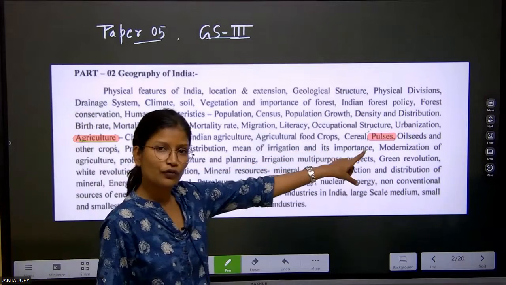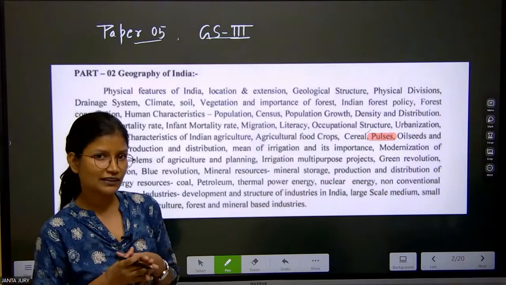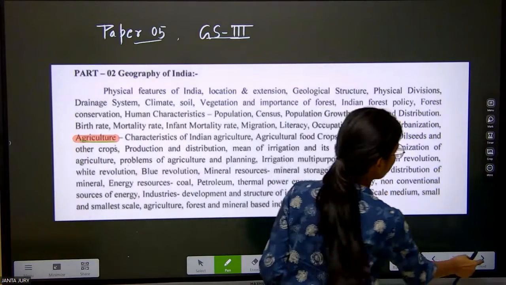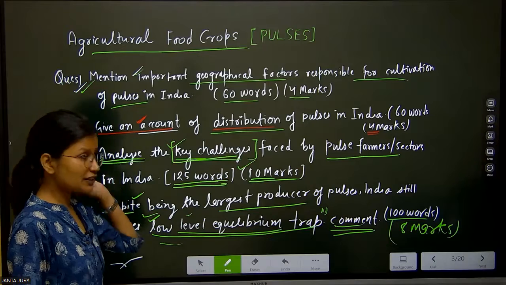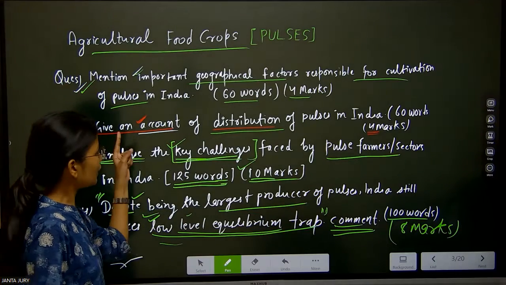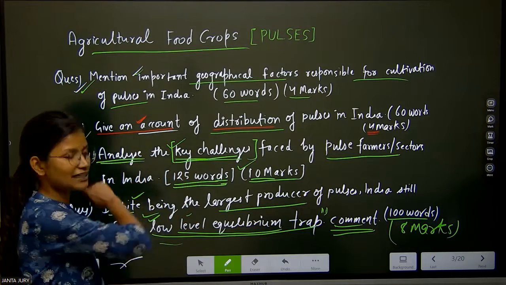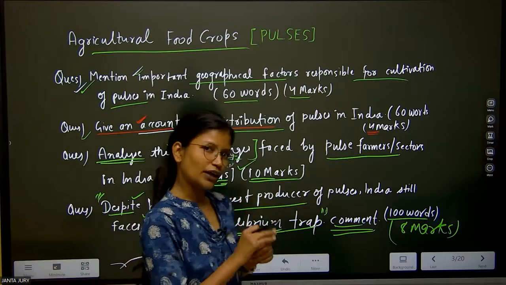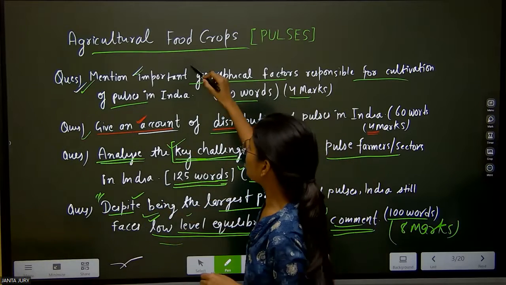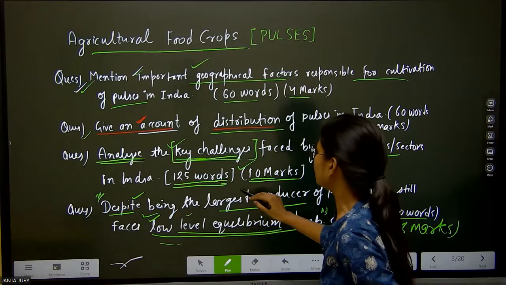In agriculture, we are in the pulses series. That means we will cover all the important facts about the pulses. Now, we have covered question number one, which was about the geographical factors. We have covered question number two about the distribution of pulses and the key challenges this particular sector was facing. So what else we need to know? Nothing significantly different, but we will utilize all this information for writing this answer.